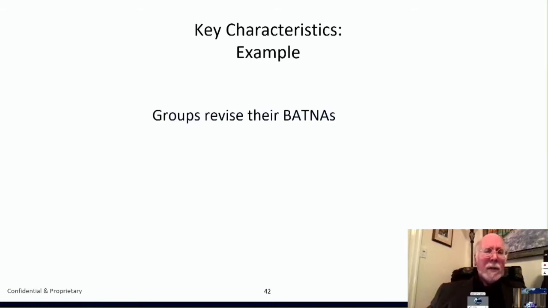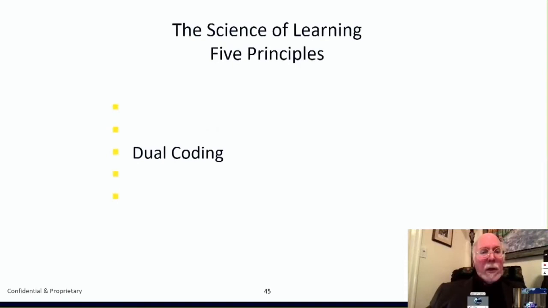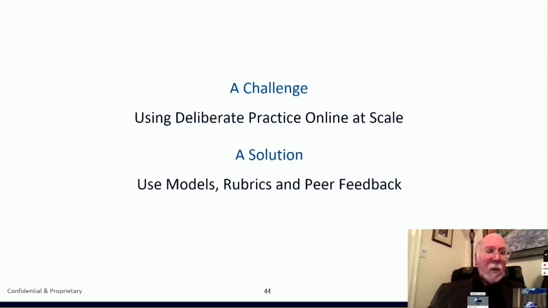Next slide, please. So the challenge was using deliberate practice online at scale, and you can do it by using models that you can distribute, rubrics, which give them objective ways to evaluate, and peer feedback. So you can do this at scale with many different students online in a way that's actually quite hard to do in person.